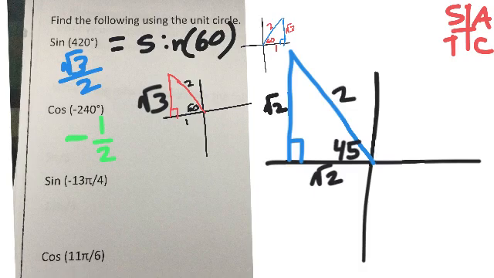Now I'm in the second quadrant. In the second quadrant, sine is positive, and that's what I'm looking for, sine of the angle. So I know my answer is positive. Sine is the opposite over hypotenuse. So the opposite side is radical 2. The hypotenuse is 2. So my answer there is radical 2 over 2.